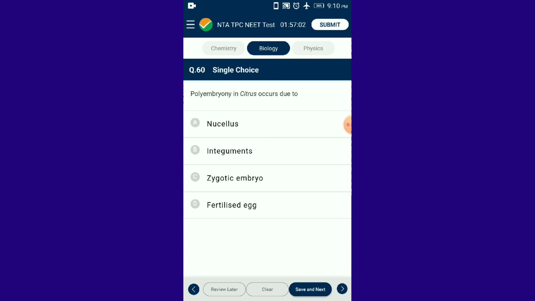Question number 60. Polyembryony in citrus occurs due to... The embryos arising from the maternal sporophytic tissue are called adventive embryos. In polyembryonate species, the adventive embryo arises by the proliferation of the nucellus cells. So the answer is option A. Polyembryony in citrus occurs due to nucellus.